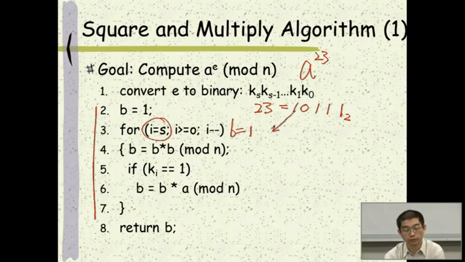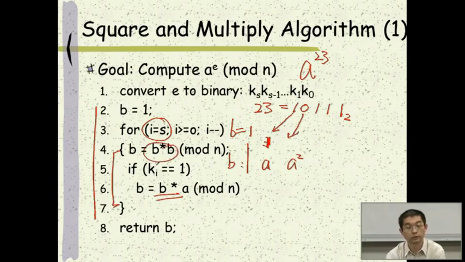So when this bit is 1, I come inside the for loop, I do a square of b, so it becomes still 1. And then because this bit is 1, I'm going to do a multiplication. a times 1 gives me a. So this is the value of b. So after the first bit, b becomes a. And then move on to the second bit. So I'm going to do a square, a squared, from this operation. And then since this bit is 0, I'm going to stop here. Move on to the next iteration.